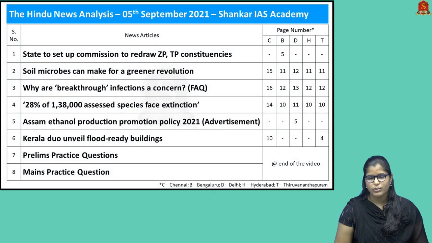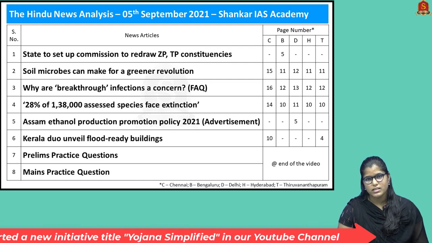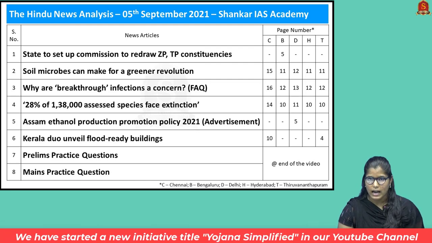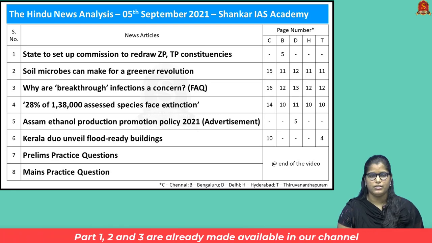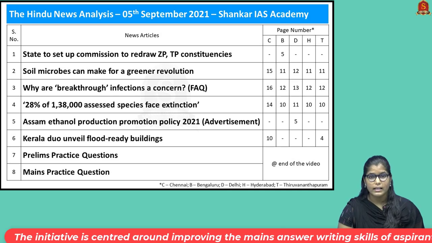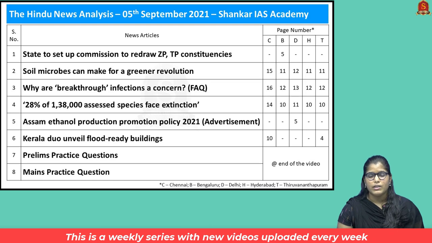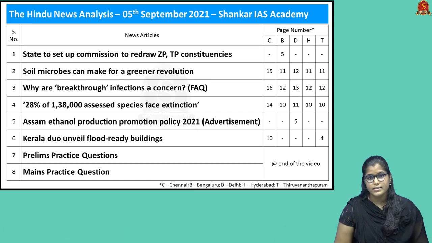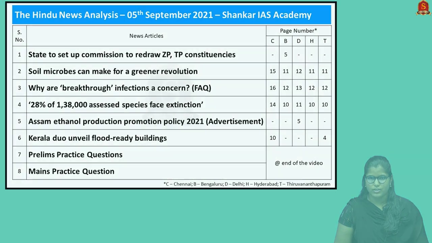These are the articles chosen for today's discussion. Let us start our first discussion by discussing an article regarding the Delimitation Commission. Followed by that, we'll be seeing an article regarding mutualism. And followed by that, an important article regarding breakthrough infections. And we'll be seeing about IUCN Green Status. Followed by that, we'll be seeing about ethanol policy. And we'll end our discussion with an important article regarding the amphi nest. So with this, let us move on to the first article discussion.